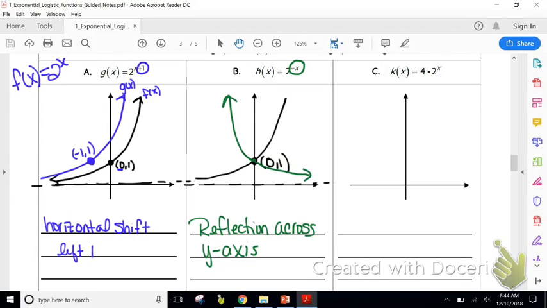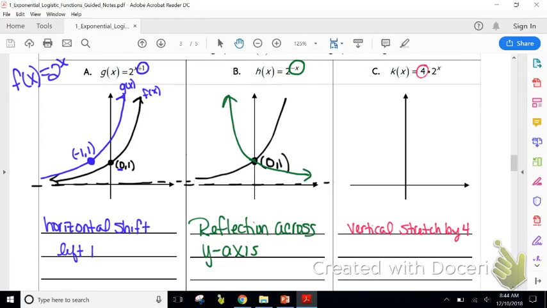Alright, and what about C? What is that 4 going to do to the graph? Is it horizontal or vertical? Vertical, because it's not up with the x. Is it a stretch, compression, or is it a shift? It's being multiplied, so it's either a stretch or compression. If it's being multiplied by 4 and it's vertical, what is it? Good. So it's a vertical stretch by 4.